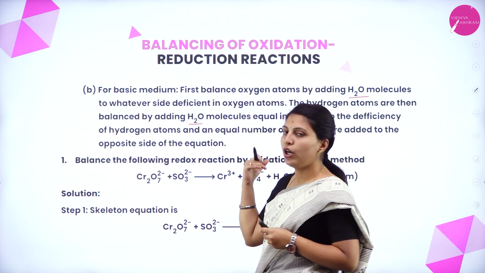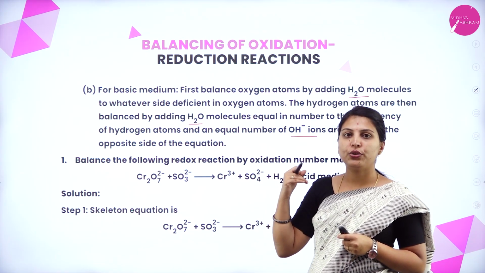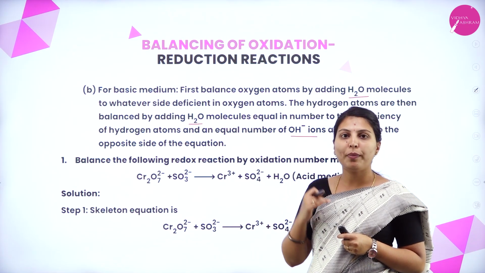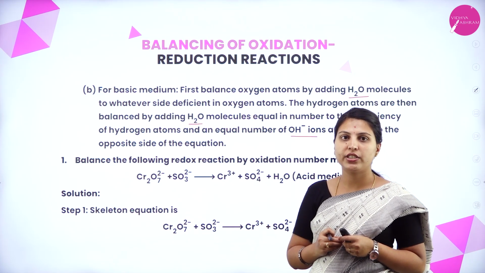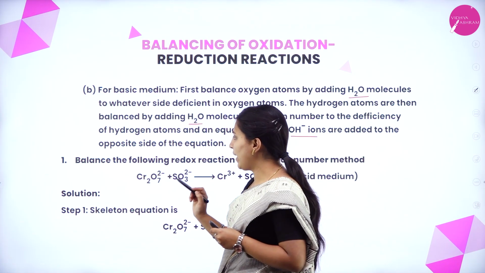These are the set of rules you have to follow to balance a redox reaction by the oxidation number method. We will see one example.